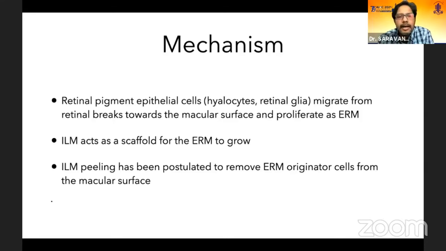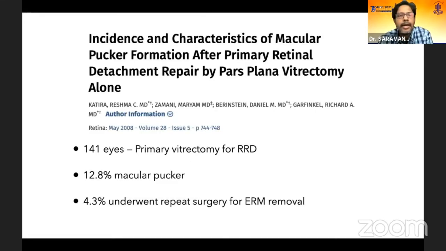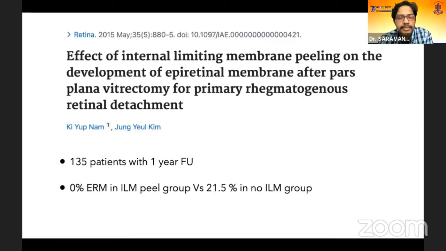Here we have the RPE cells which are migrating from the subretinal surface through the breaks onto the macular surface and proliferating as epiretinal membranes, apart from the role of hyalocytes and retinal glia. And ILM acts as a scaffold for this growth. It has been postulated that removing the ILM will remove all these ERM originator cells from the macular surface, leading to better outcomes. This is an article showing the occurrence of epiretinal membrane in 141 eyes. They showed that 12% developed ERM, of which one third needed epiretinal membrane removal as a second surgery. So that's very significant actually.